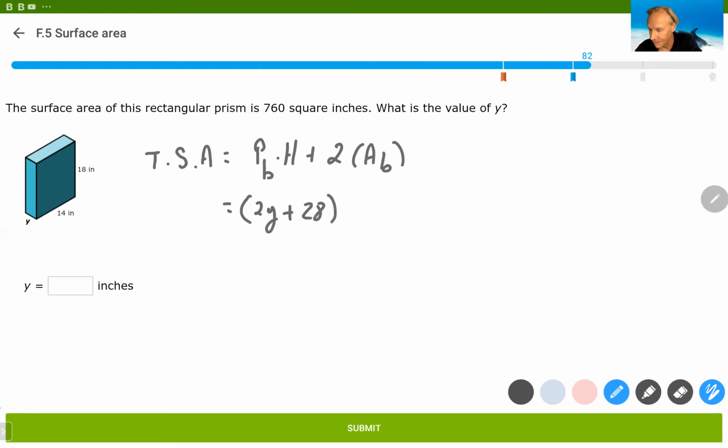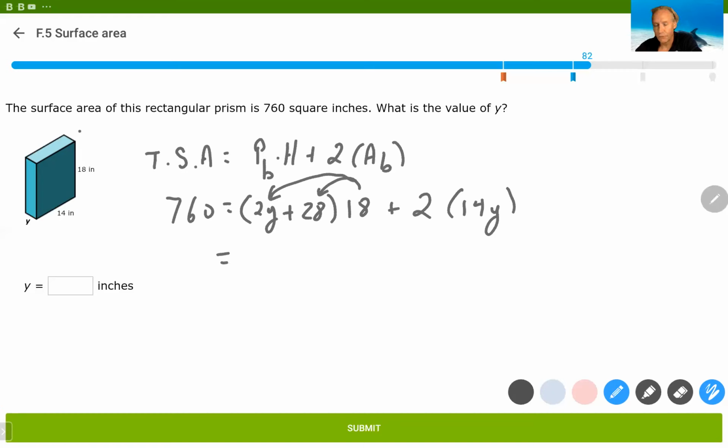And the height is 18. This is the height plus 2 times the area of the base, which happens to be 14y. And the total surface area is 760. And what we're interested in finding is the value of y. Now, this is more difficult than it needs to be, but that's okay. We'll go ahead and distribute this and simplify it.